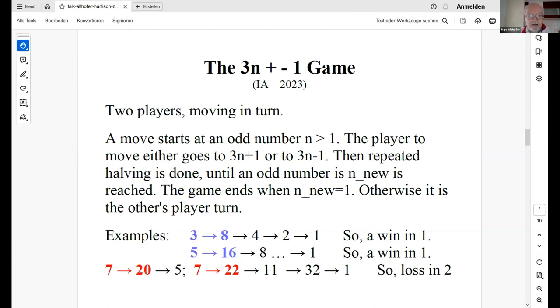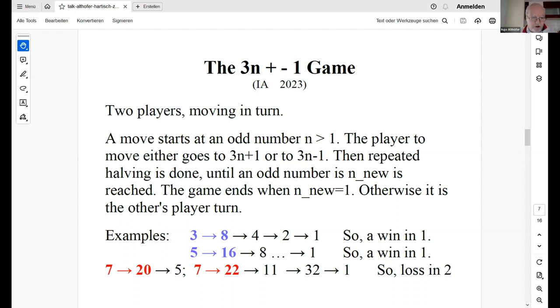The game ends when the new number is 1. Otherwise, the other player moves. Examples: when you start at 3, you can win directly because 3 times 3 minus 1 is 8, going down 4, 2, 1, winner. If you start at 5, you go to 3 times 5 plus 1 is 16, and then 8, 4, 2, 1, again a winner. Starting at 7 is not so nice.